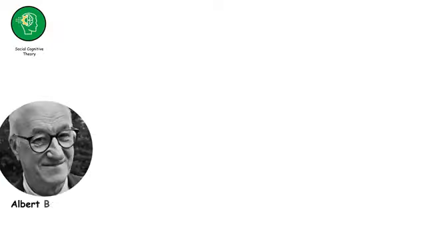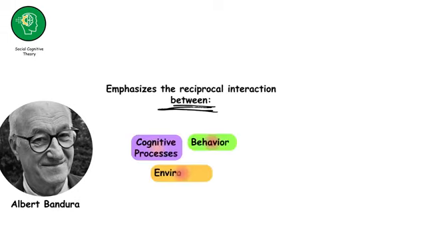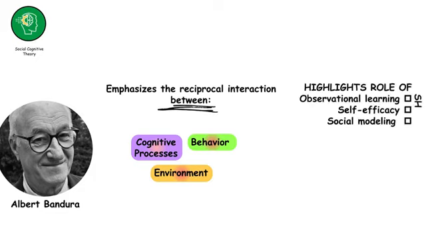Social cognitive theory. Social cognitive theory, proposed by Albert Bandura, emphasizes the reciprocal interaction between cognitive processes, behavior, and the environment. It highlights the role of observational learning, self-efficacy, and social modeling in shaping behavior.